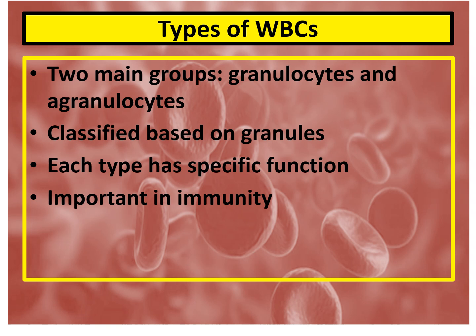Types of white blood cells. White blood cells are majorly divided into granulocytes and agranulocytes. They are classified based on the granules present. Each type has a specific function that is important in immunity.